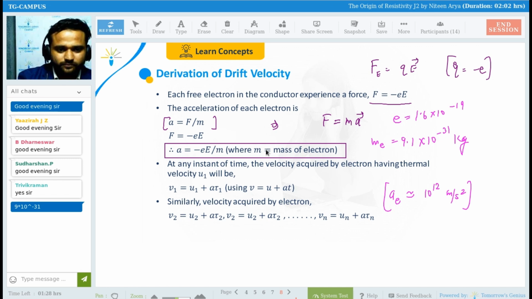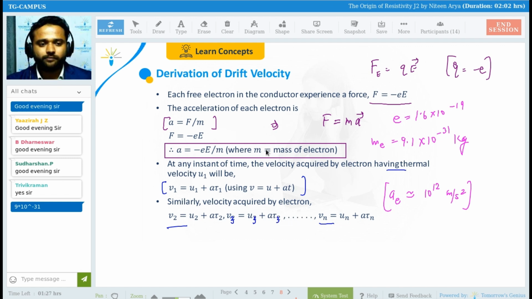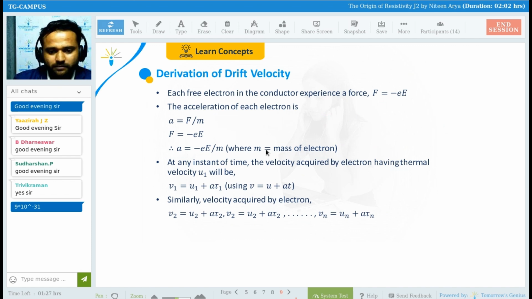Now simply, at any instant of time, the velocity acquired by the electron having thermal velocity u1 will be v1 equals u1 plus a tau 1. This is your first equation of motion. Similarly, the velocity acquired by the other electrons, for 2, for 3, up to n. This tau is the relaxation time, and a separate question they ask is what is relaxation time. The next page is similar.